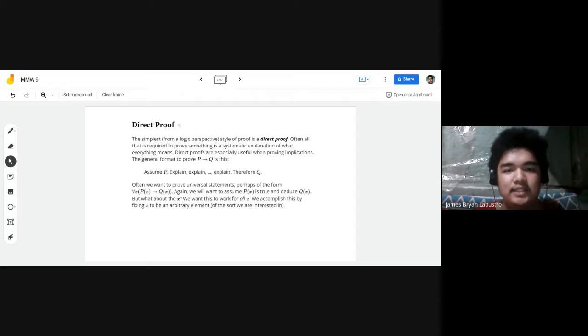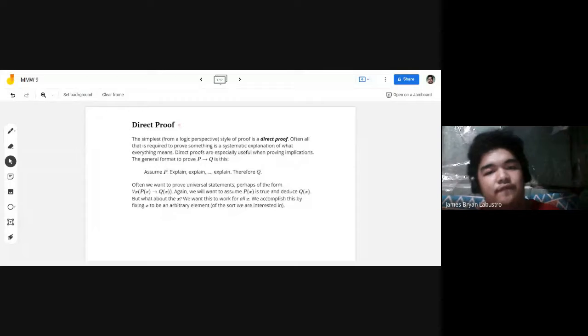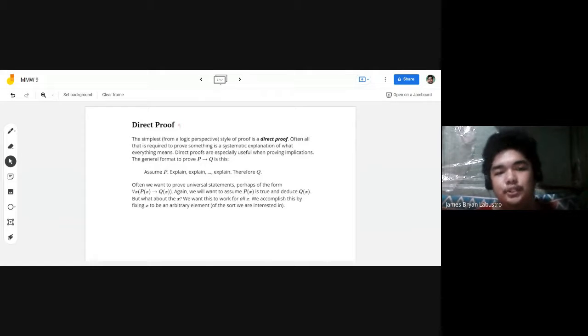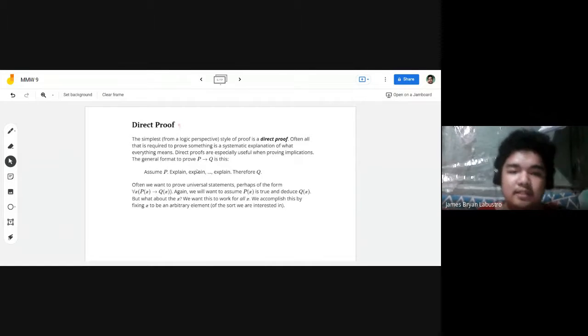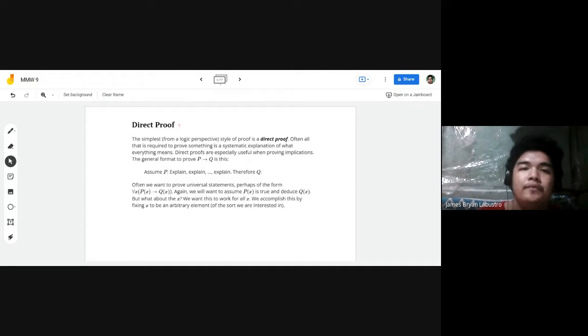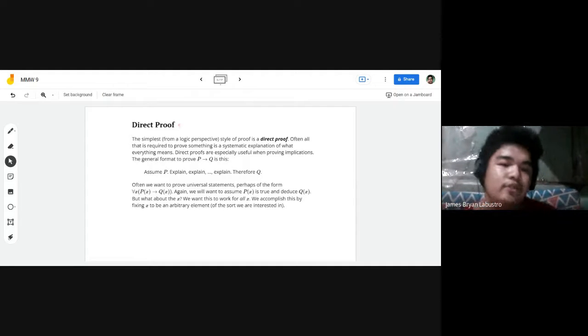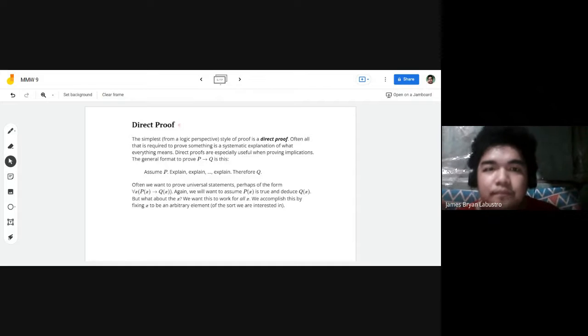The simplest style of proof is a direct proof. Often all that is required to prove something is a systematic explanation of what everything means. So, direct proofs are especially useful when proving implications. The general format to prove that P implies Q is this: assume P, then explain, then therefore Q. So, ang sinasabi niya dito, you're going to assume P, then you're going to explain the hypothesis, and therefore you're reaching the conclusion at that point.